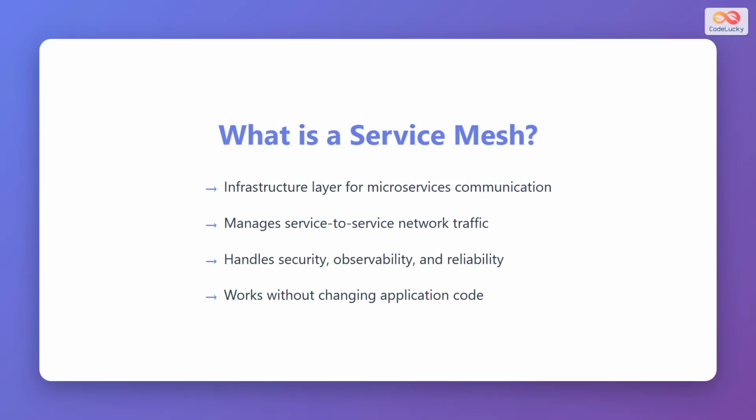A service mesh is a dedicated infrastructure layer that sits between your microservices to handle all the networking communication. Think of it as an invisible layer that manages how different parts of your application talk to each other. It handles service-to-service network traffic automatically, providing security through encryption and authentication, observability through metrics and logging, and reliability through features like retries and circuit breaking.